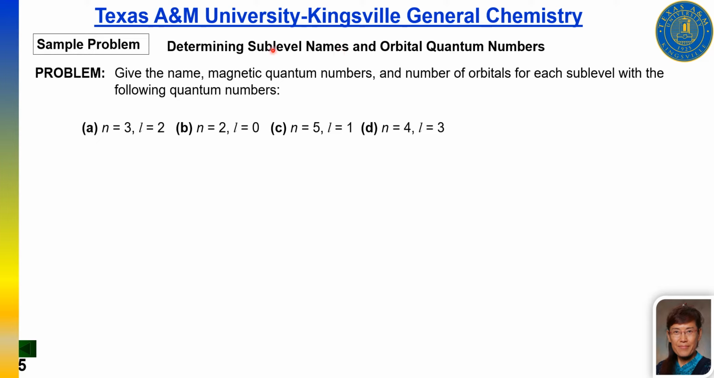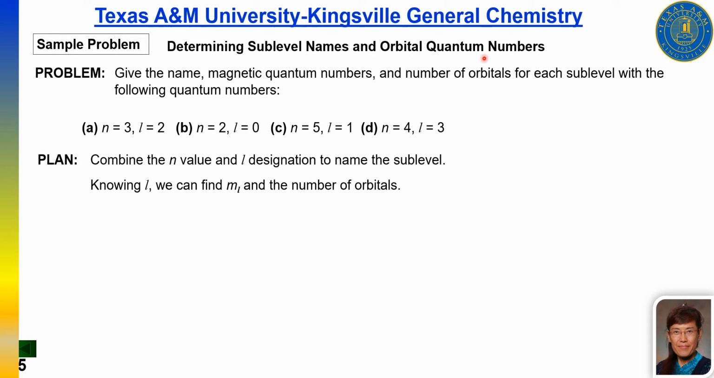That orbital you also call a subshell. So we want to determine the subshell name and the orbital quantum numbers. Our question is, given the name, magnetic quantum number, and the number of orbitals for each subshell within the following quantum numbers. I'll give you 2 quantum numbers. Therefore, that orbital has a particular name.